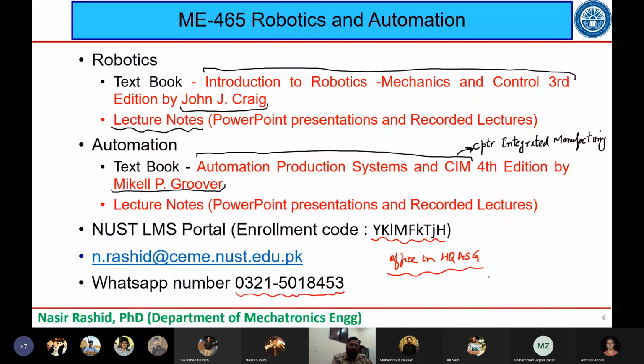My name is Nasir, and I'm from the Department of Mechatronics Engineering. My basic degree is in mechanical engineering, and then I did my master's and PhD in mechatronics engineering. So I have links with both departments, mechanical engineering and mechatronics engineering. And I'm from degree 11, the first degree which started in EME College cadets degree. So this is about all about me. Let's move forward.